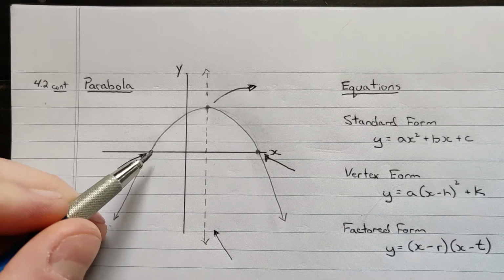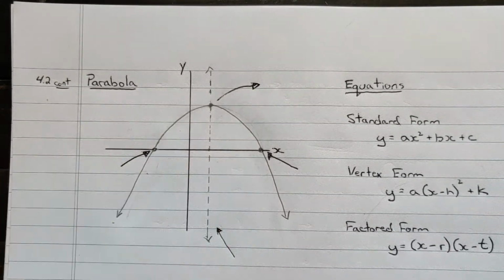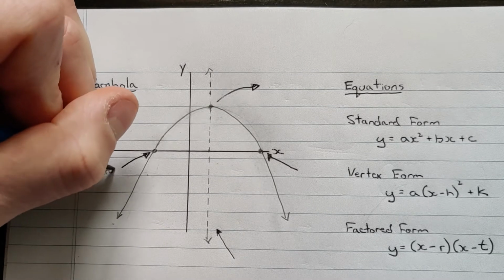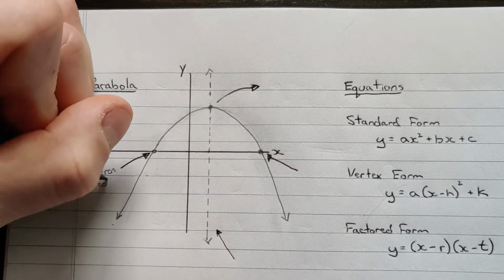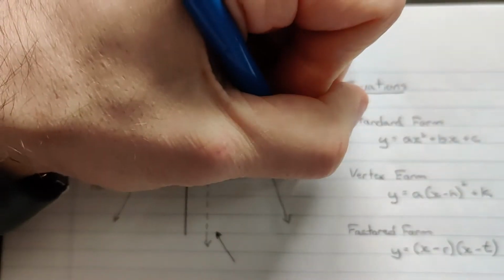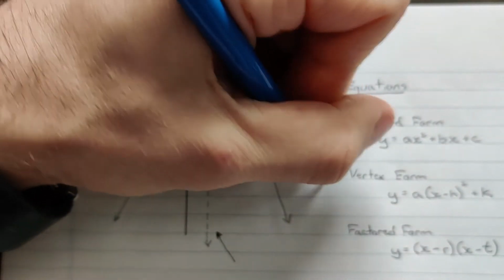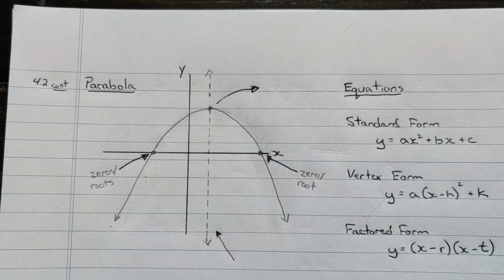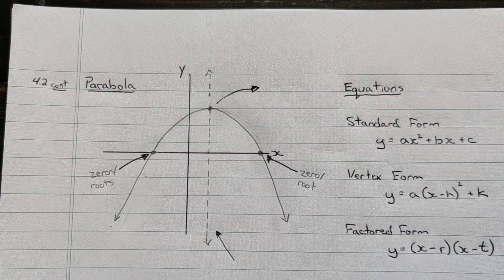The two points here where it crosses the x-axis, again, those are called the zeros or roots. They're also the x-intercepts. But oftentimes with a parabola, we call them the zeros or roots, and any line or any equation beyond a line, we usually call this the same.